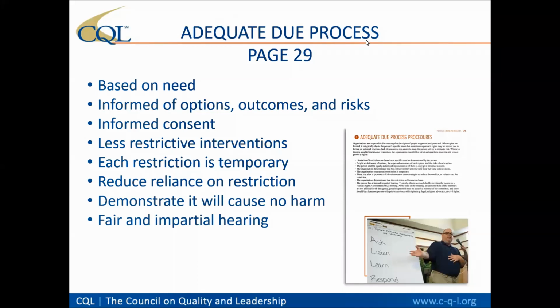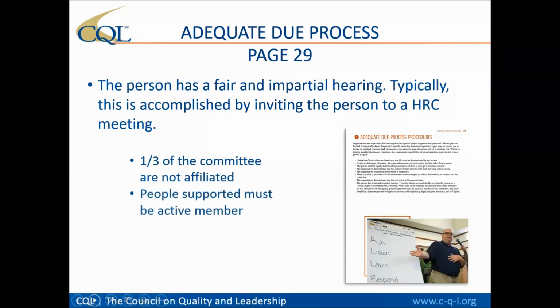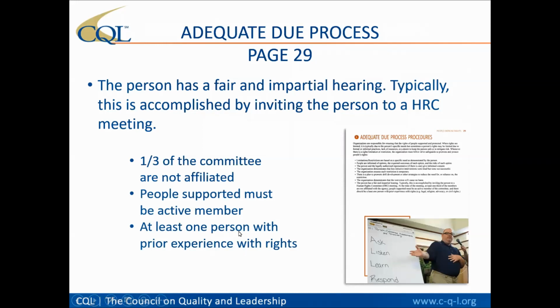Next slide, please. So typically a fair and impartial hearing is accomplished by inviting the person to a Human Rights Committee meeting. And some of the parameters that we recommend to agencies is that 1/3 of the committee should not be affiliated with the organization. By affiliated, we mean that they don't work for the agency, or they're not connected to the agency in any form. So 1/3 of that committee should not be affiliated.